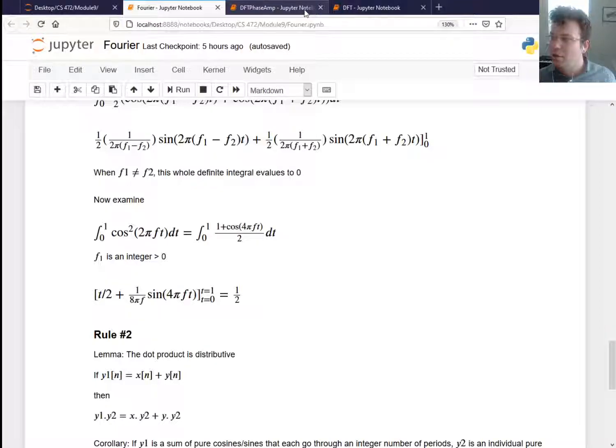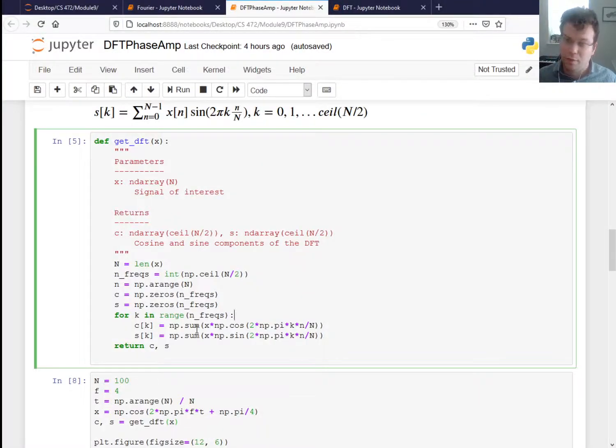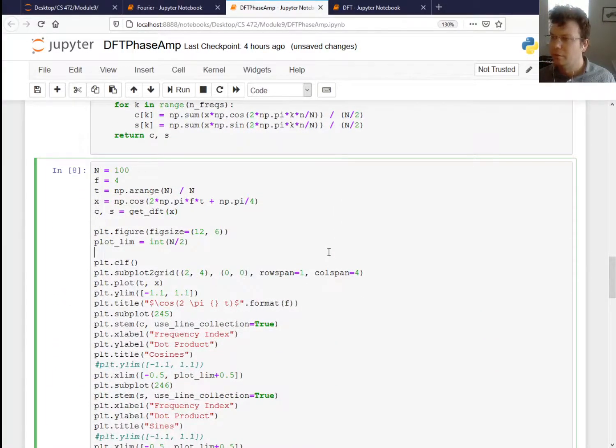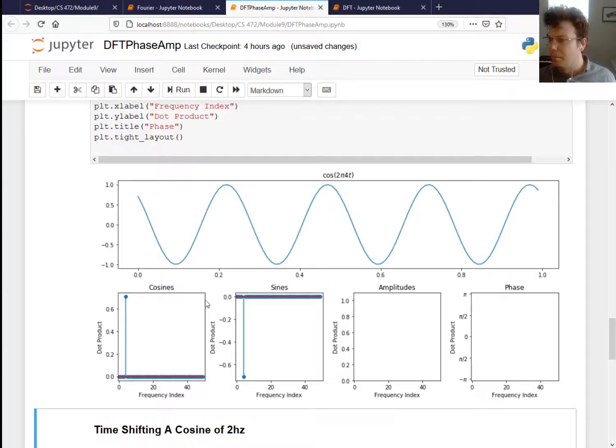Just the same way, if you sum and do the dot product over an interval of n, you're going to get n over 2. So let me actually divide this by n over 2 so that it comes out to be truly the amplitude of the sine and cosine that we get. So I just want to normalize this. Okay, so I see in this case that the amplitude of my cosine should be root 2 over 2, so slightly less than 1. And the amplitude of the sine is negative root 2 over 2, so we see that.